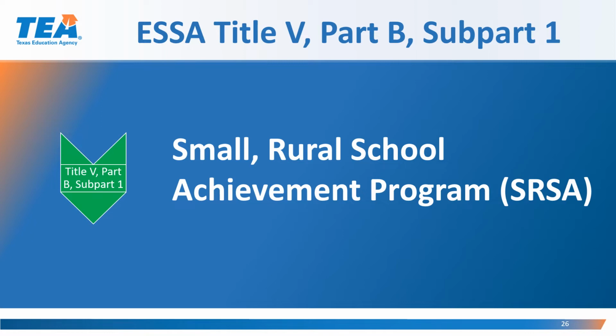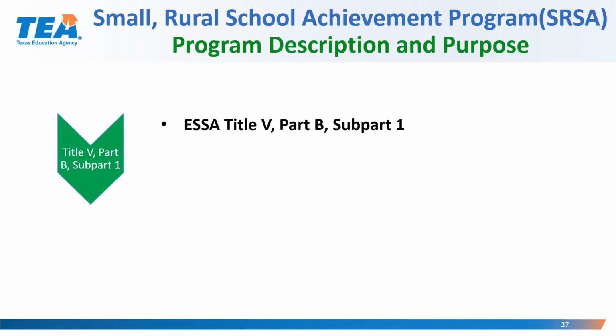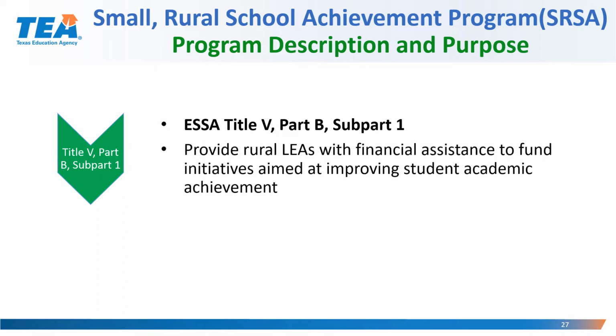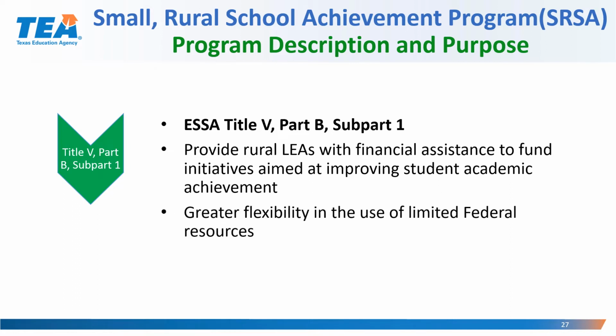ESSA Title V Part B Subpart 1, Small Rural School Achievement Program, SRSA. SRSA provides rural LEAs with financial assistance to fund initiatives aimed at improving student academic achievement. Additionally, it provides greater flexibility in the use of limited federal resources.